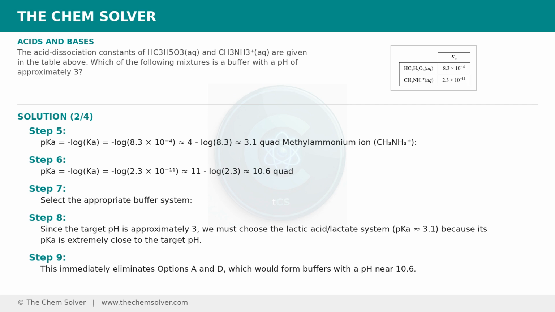Select the appropriate buffer system. Since the target pH is approximately 3, we must choose the lactic acid/lactate system, pKa approximately 3.1, because its pKa is extremely close to the target pH. This immediately eliminates options A and D, which would form buffers with a pH near 10.6.